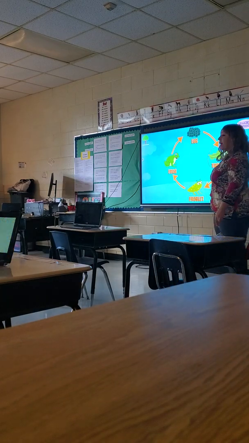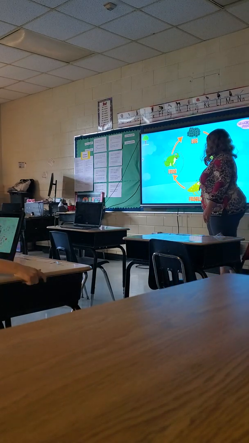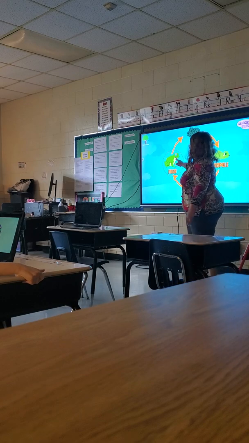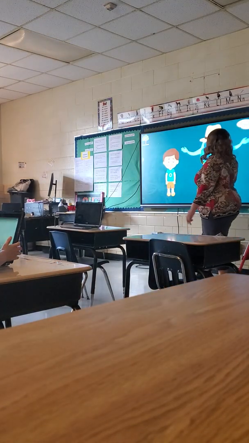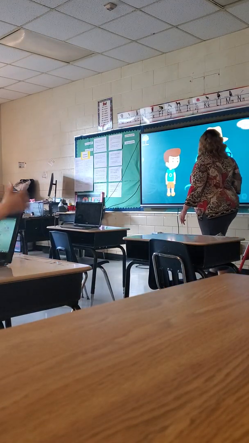So it goes in a circle, okay? First stage is egg. Next stage is tadpole. Next stage is froglet. And the last stage is a frog.